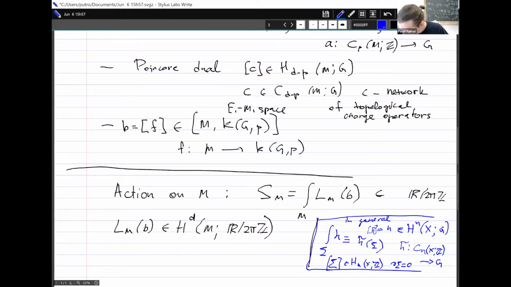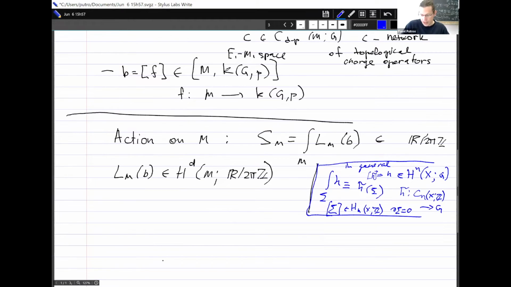Now we want to describe what L_M is. Given a field B, which is a P-form with coefficients in G, we need to define this Lagrangian, which is an element of the cohomology with coefficients in R modulo 2 pi Z. We arrived at the conclusion last time that, in order for this action to be local in a certain sense, this L should be a natural transformation between cohomology functors.